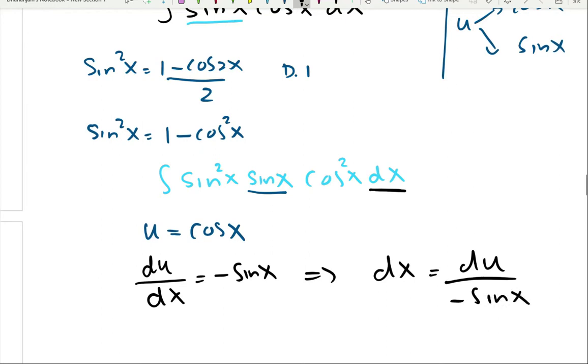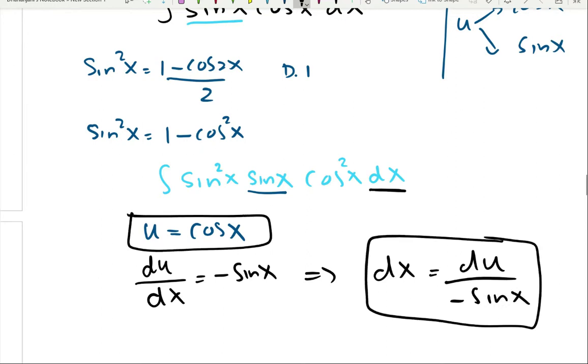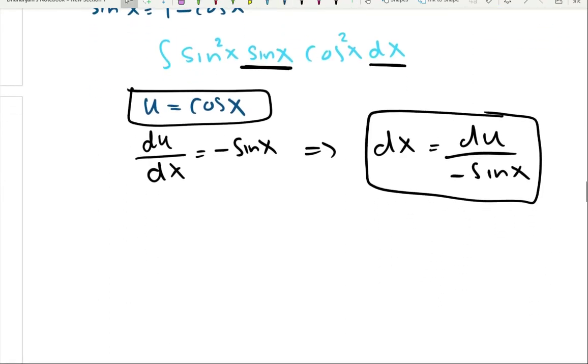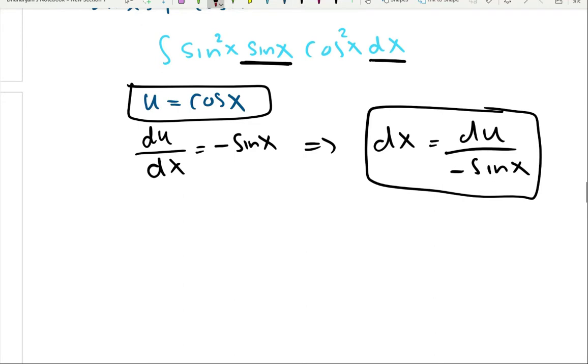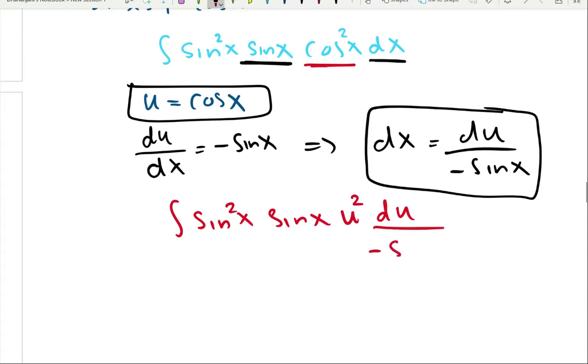So dx is actually du over negative sine x. Now do you see why we choose the opposite of sine to be u? Because the problematic term is this sine, the odd function. Now see what happens. Let's substitute. Can you see this? We have sine square x here, we have sine x here, cosine is u, so this is u square, right? dx is du over negative sine x. Now do you see? Oh, sine x cancels out.